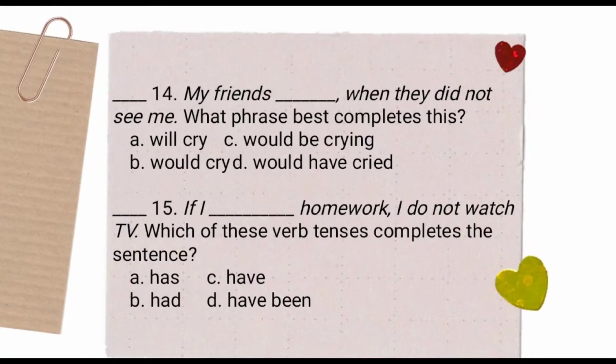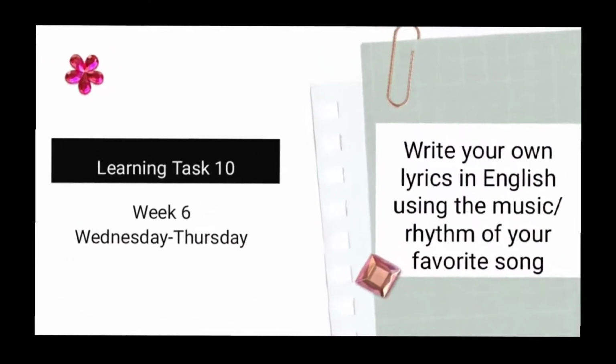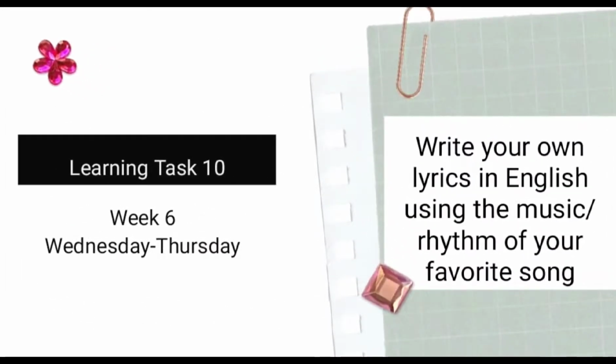And last, number 15. If I blank homework, I do not watch TV. Which of these verb tenses completes the sentence? A. Has, B. Had, C. Have, or D. Have been. And our last task for week 6, we have a learning task 10, which is also good for 2 days.